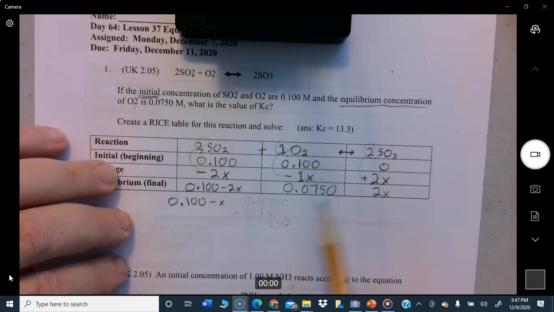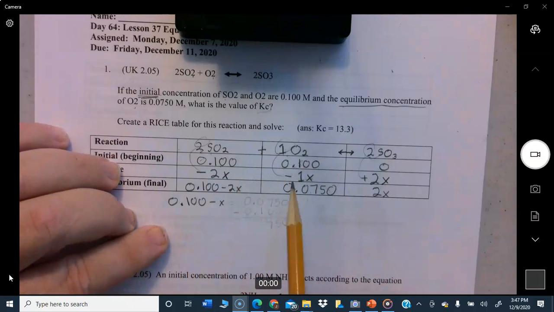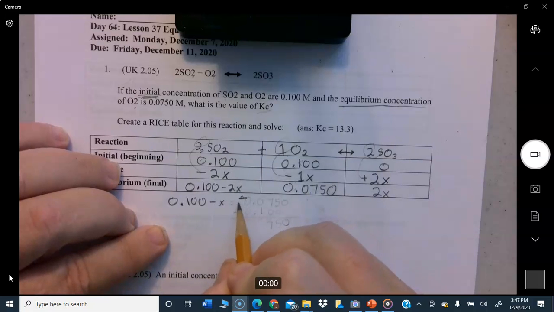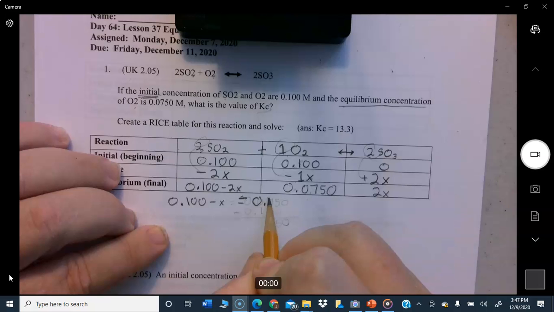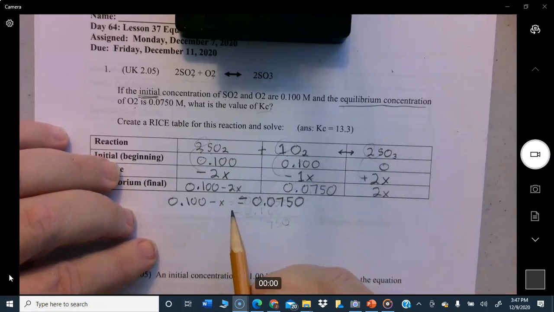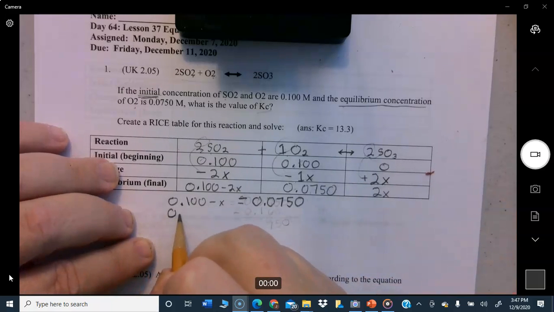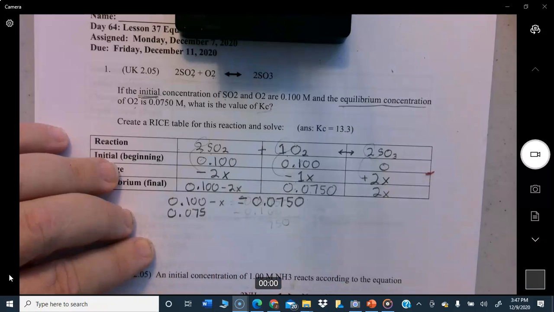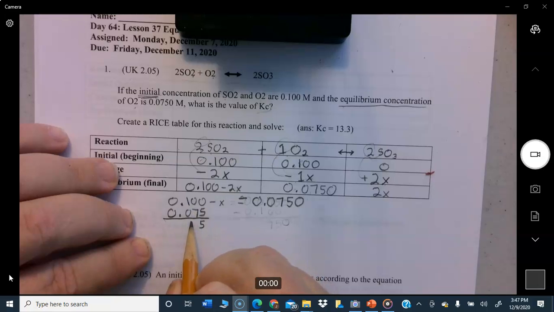Okay, so I'm going to take this complete algebraic equation, set it up here. So 0.1 minus 1x equals 0.075. Okay, so what I want to do is subtract 0.075 from both sides. Okay, that's what we get.